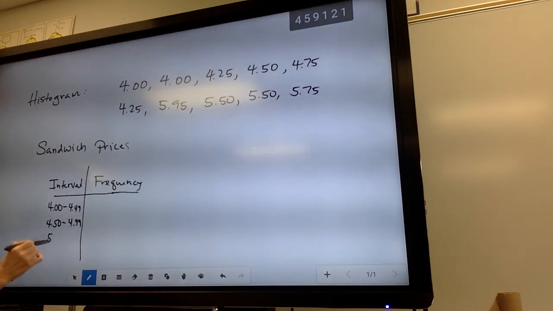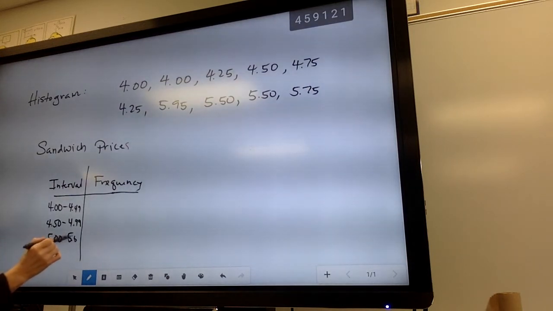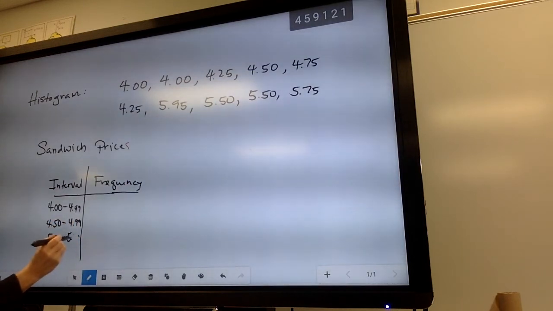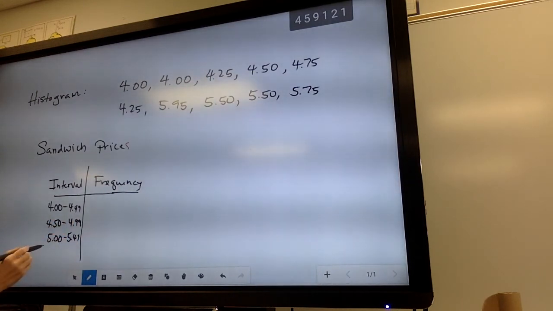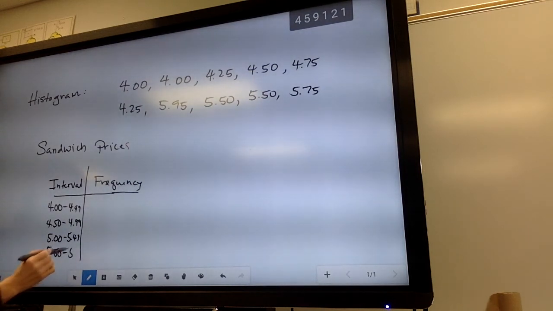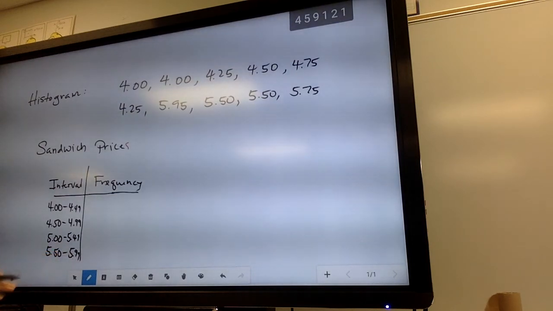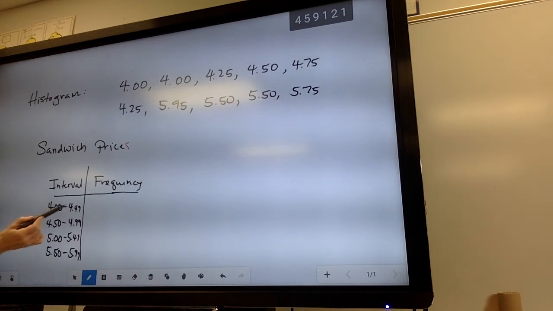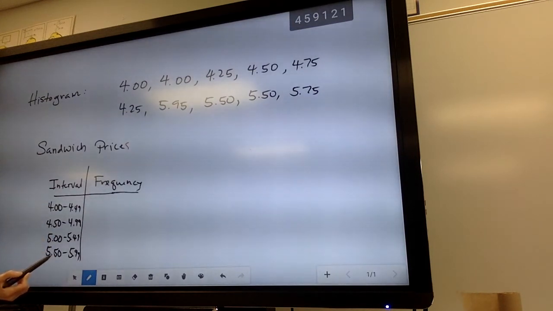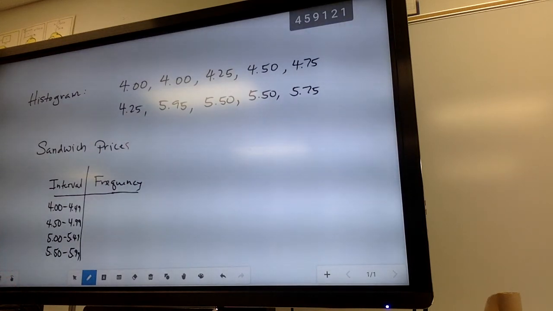Then it would go to $5, and it would go up to $5.49. Sorry, $5.49. And then I would go from $5.50 to $5.99. And you just want to keep creating an interval, and they all have to be consistent. So they all have to have the same difference in each one. So every interval that I created contains 49 cents.